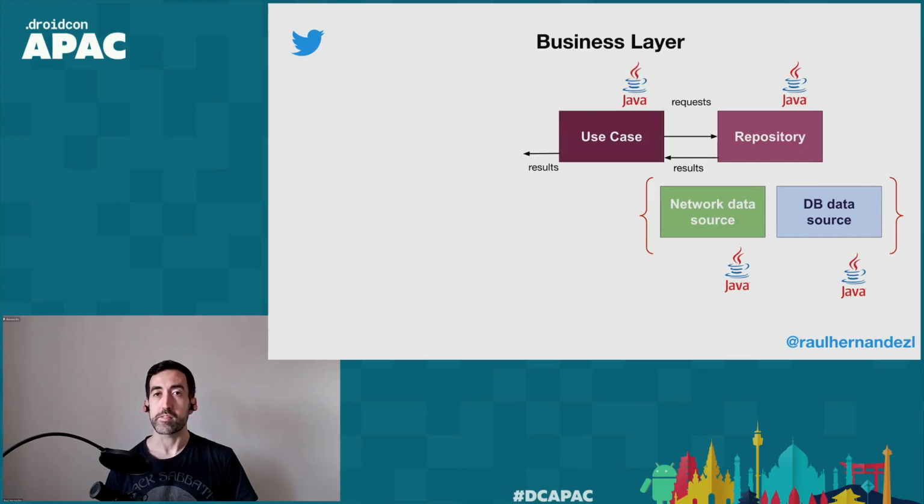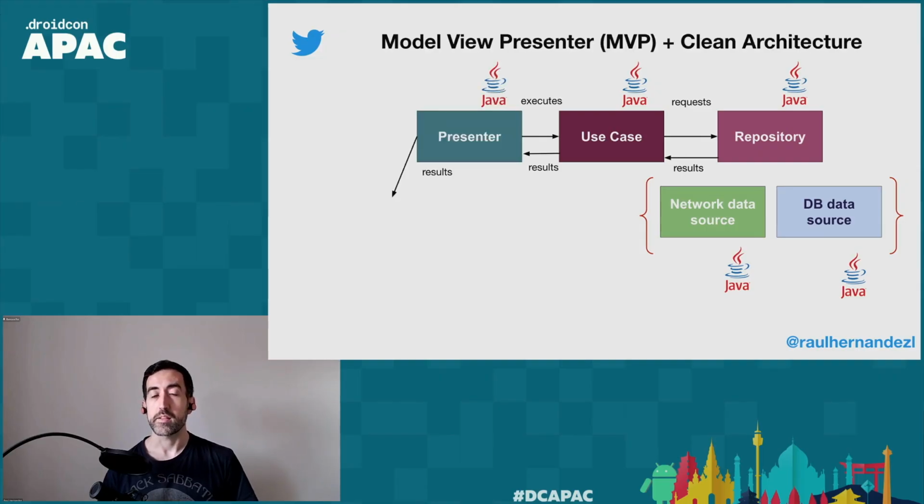That was connected with the business layer, the use case precisely, or an interactor, however you want to call it. This was actually requesting information from the repo, and the use case doesn't really care whether it is coming from the network or database, but the result comes back from the use case when this is executed. And actually, the presenter is the one executing the use case. So the model view presenter, coming from the presenter, is combined with clean architecture, which goes from the use case to the repo and the data sources. All, as you can see here, again, built from the ground up with Java.